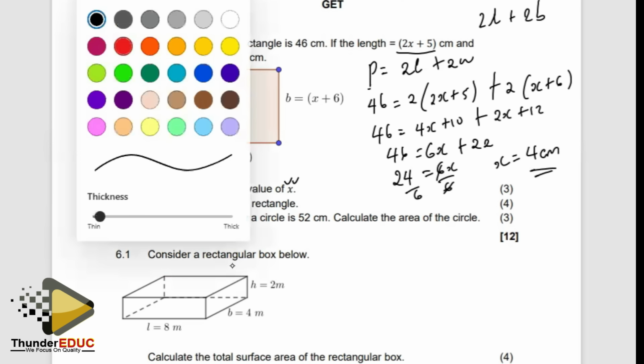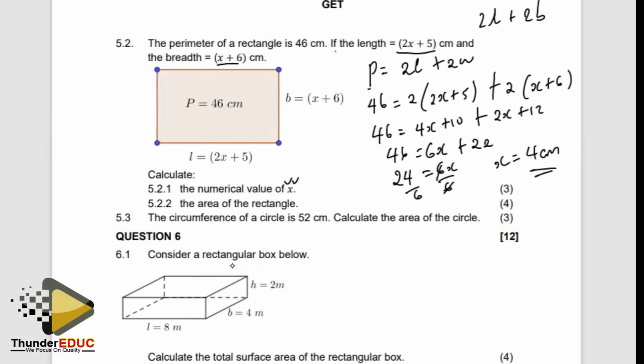Now, if x is 4 centimeters, I need to find out what is my length. My length is going to be 2 times 4, okay, and then plus 5, which is going to give me 13. Then here I'll have 4 plus 6, which gives me 10. That helps me in calculating 5.2.2, where they want the area. So we know that area is length times the width, or length times the breadth. This is 5.2.2.